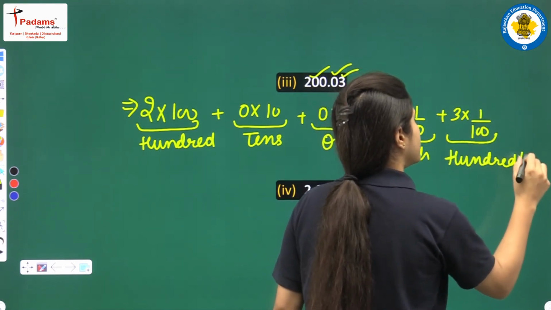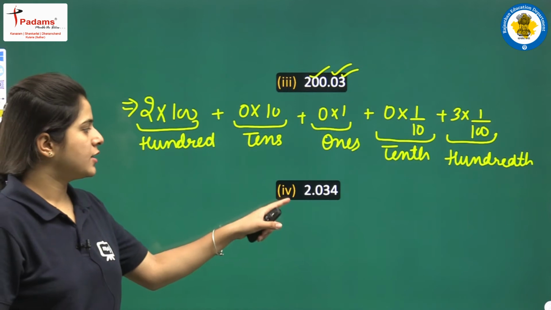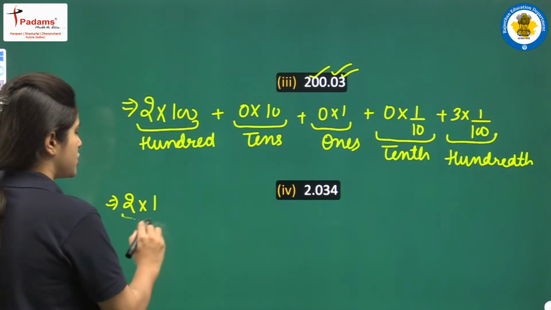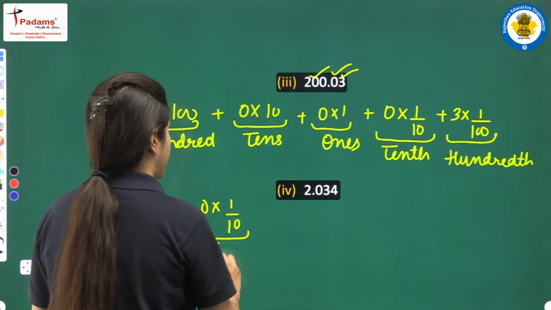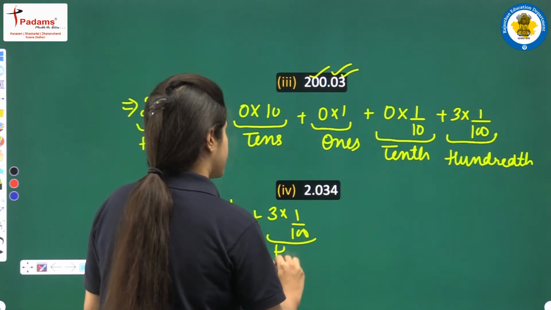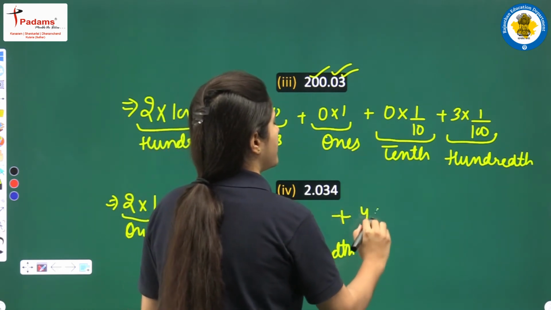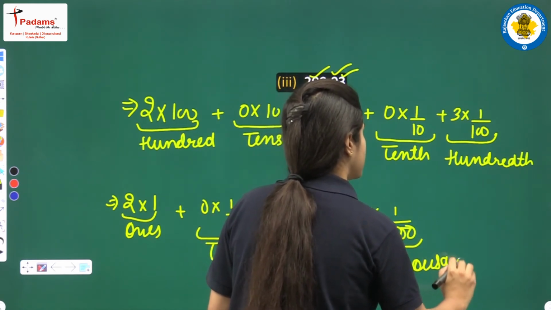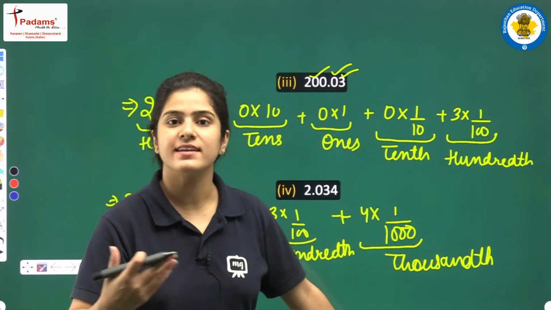Alright students, so this is the expansion of this question. The next question is 2.034. It can be written as 2 into 1, which is the ones place, plus 0 into 1 upon 10, that is the tenth place, plus 3 into 1 upon 100, that is the hundredth place. Now this 4 is 4 into 1 upon 1000. This is the thousandth place, so that is why it is the thousandth place.